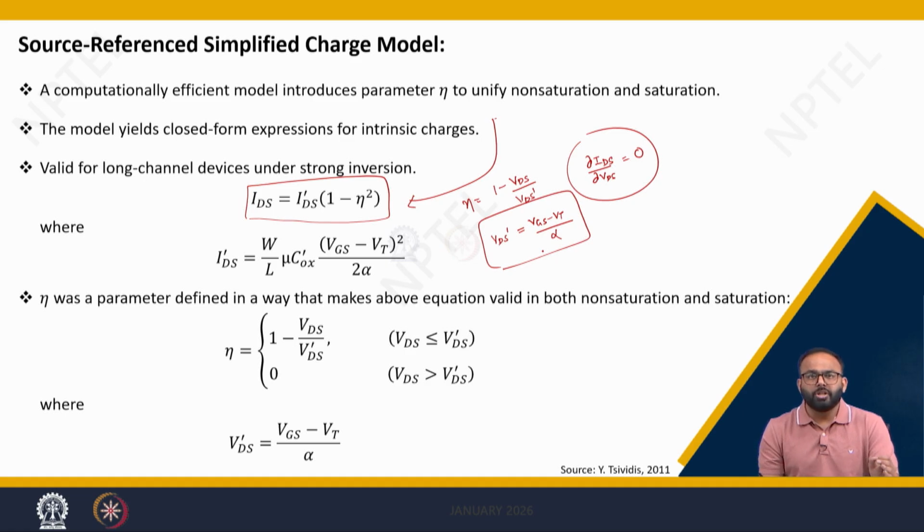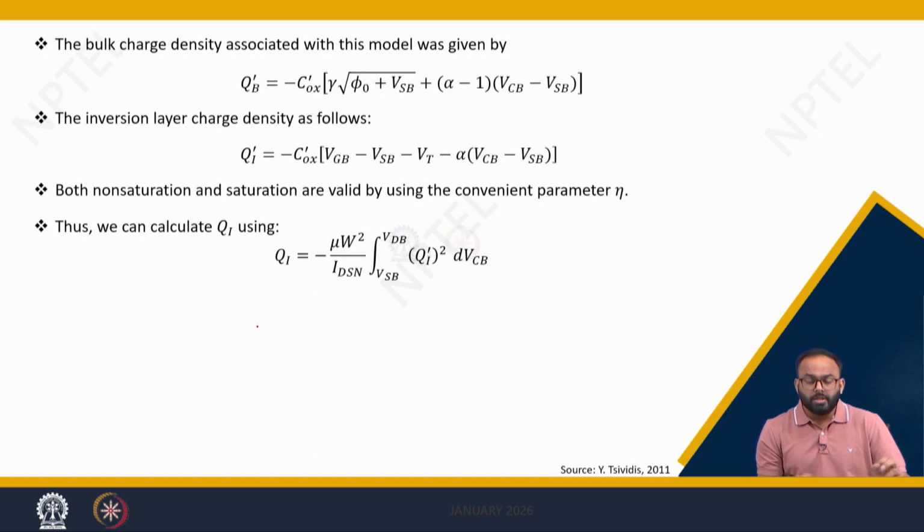Again, the assumption here is we are considering long and wide channel MOSFETs; we are not considering the short channel effects and the velocity saturation. So, we can use these basic equations and a constant eta to move further to calculate the Qi' for the strong inversion case. Now, to move further, we need to know what Qb' and Qi' are in the case of the source reference model.